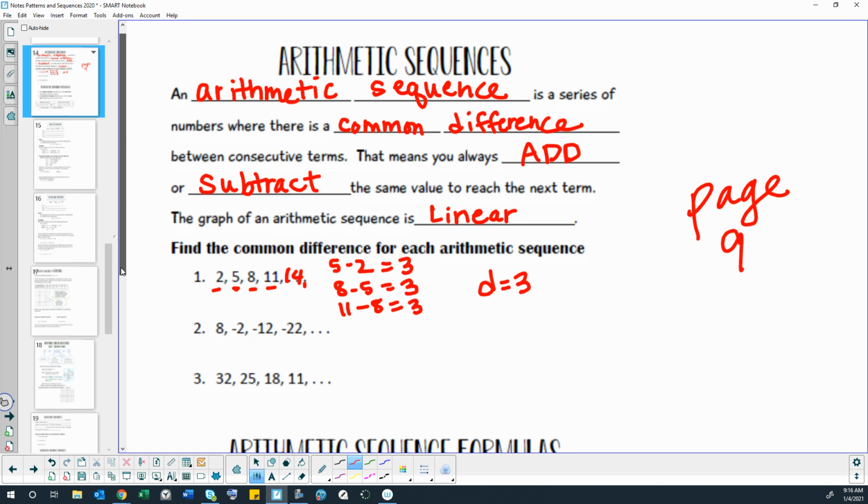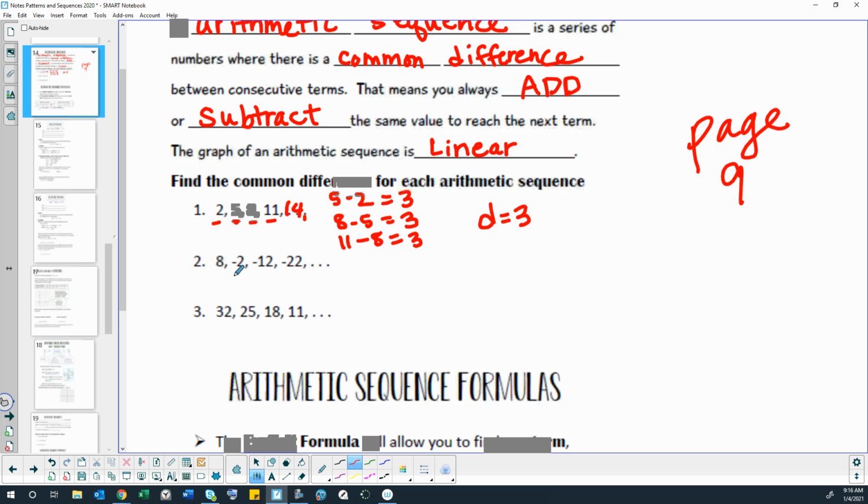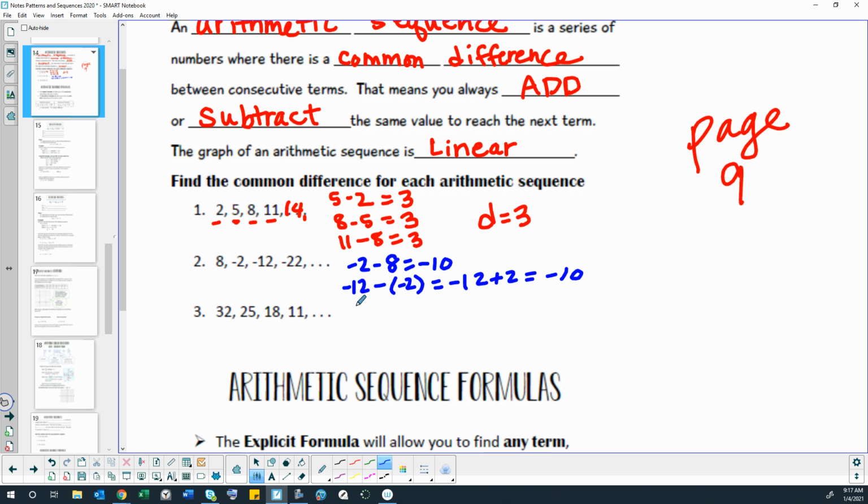Okay, let's look at question 2. So what are we adding to 8 to get a negative 2? We can find that answer by subtracting. Negative 2 subtract 8. What is negative 2 minus 8? Perfect, negative 10. Then the next number would be negative 12 subtract negative 2. Well, taking negative 12 and subtracting a negative 2 is the same thing as adding 2. So negative 12 plus 2 would again be another negative 10.